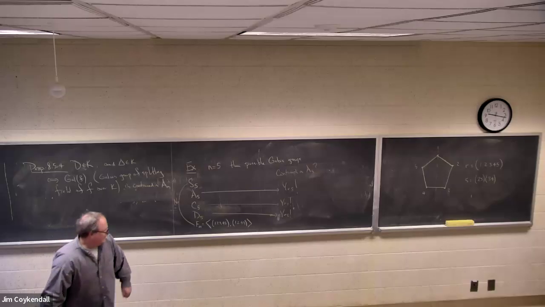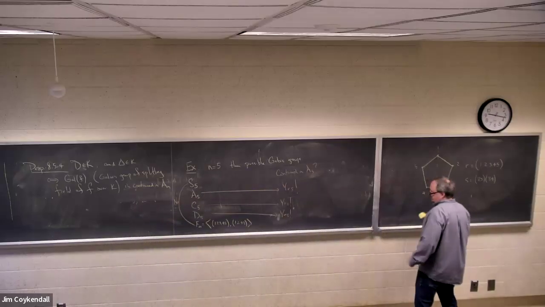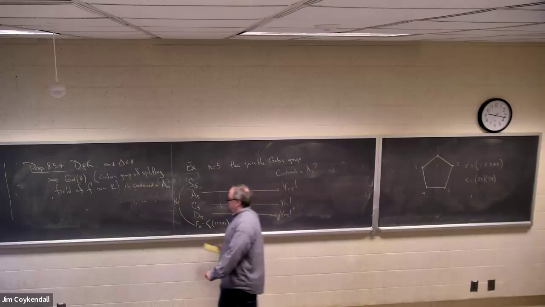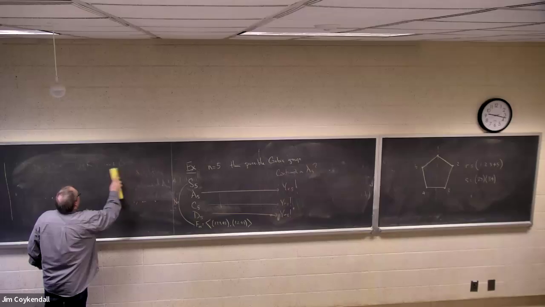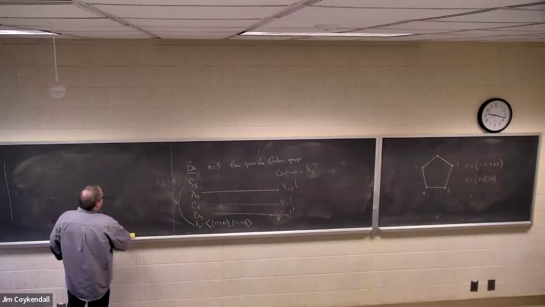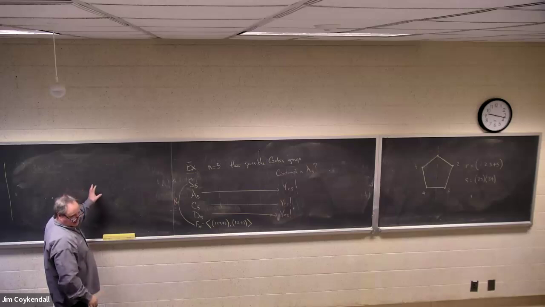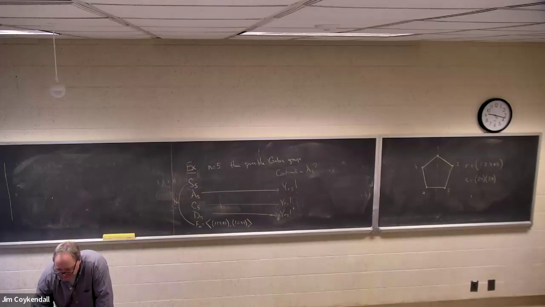I'll leave that for an exercise. What you should do for this is just write down what delta is. And remember, the Galois group acts on the roots of this. That might help you justify this. Example.